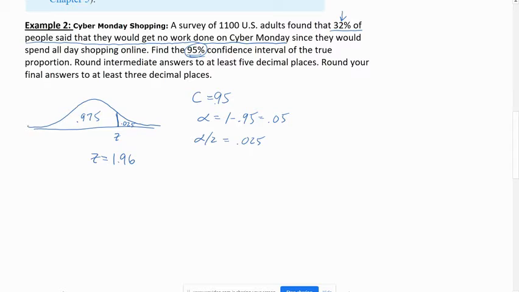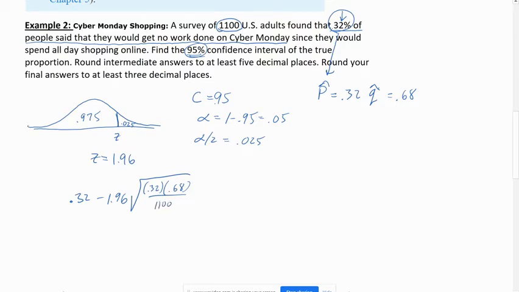Okay, so p hat, we didn't calculate p hat yet. So p hat is 0.32 from our sample. And so that means q hat is 0.68. It's 1 minus 0.32. And so now we have our lower limit is going to be p hat, which is 0.32, minus this Z value that we got, 1.96, square root of p hat q hat, so that's 0.32 times 0.68 over n. n in this case is 1,100. We have 1,100 US adults that were surveyed. That is going to give us our lower bound for our confidence interval.